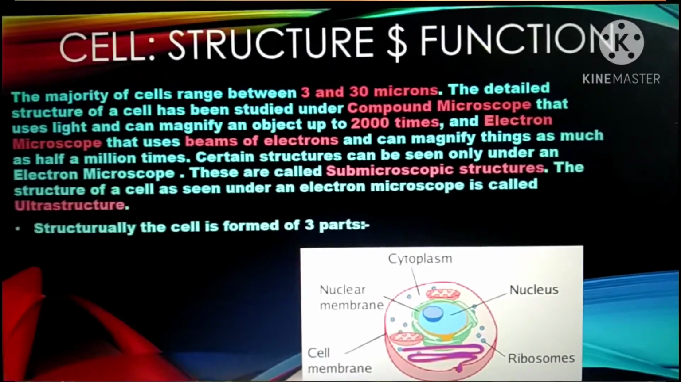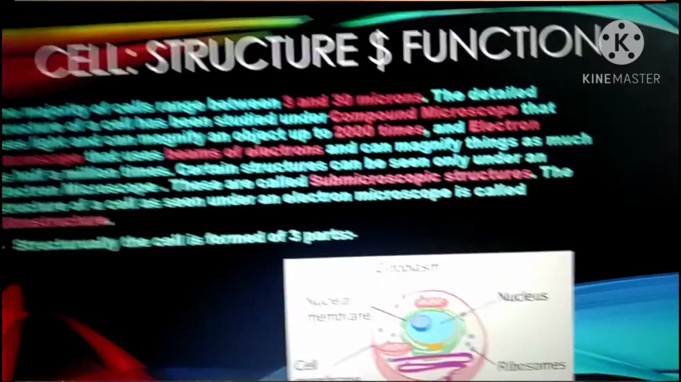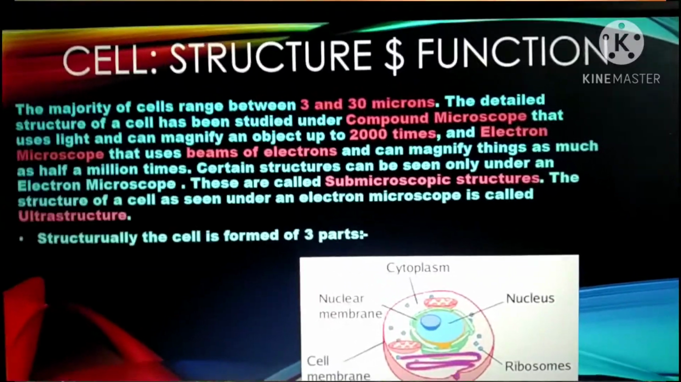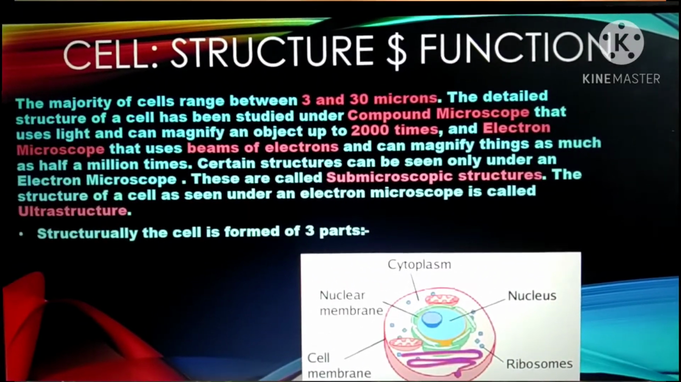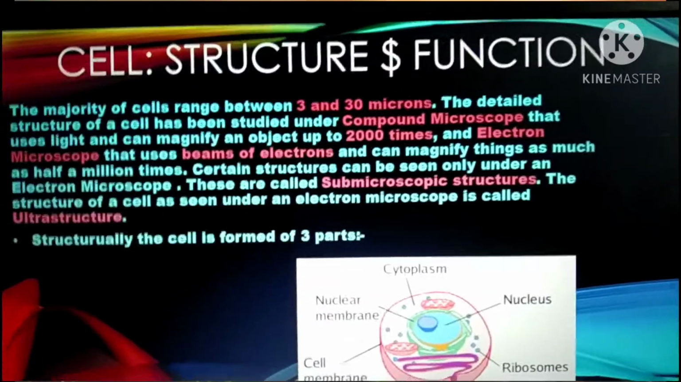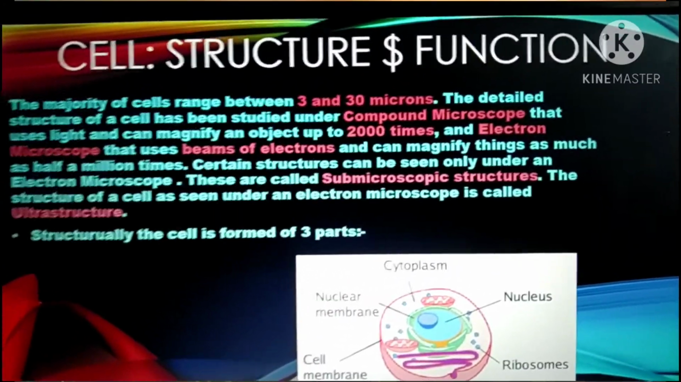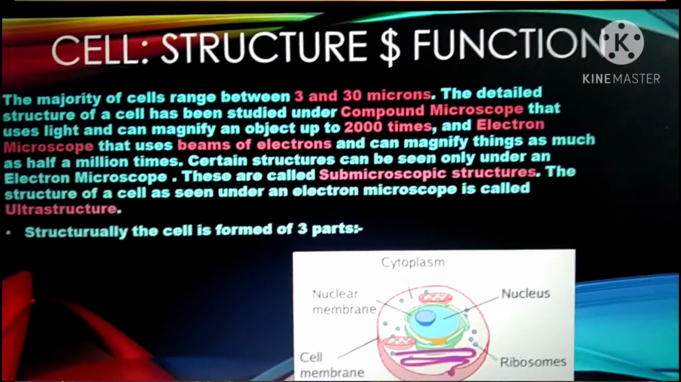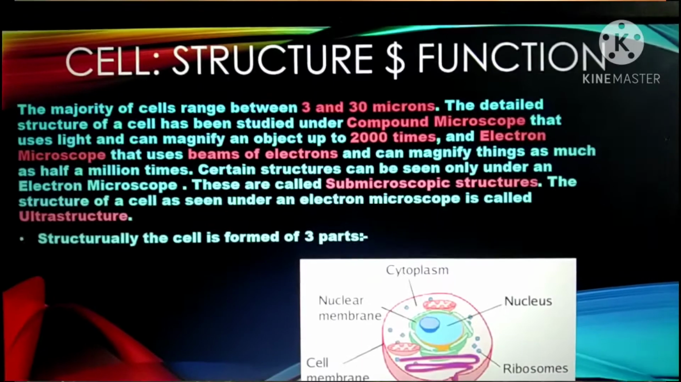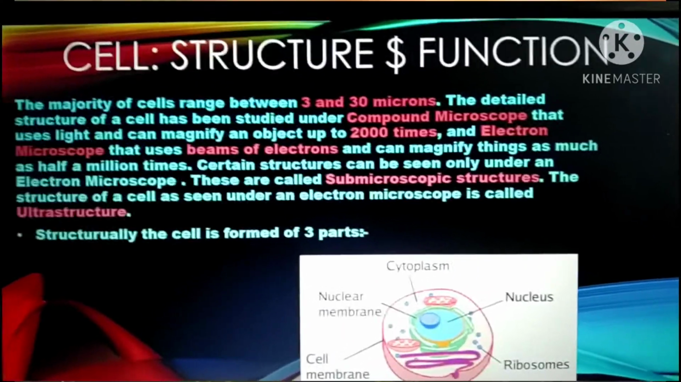These are submicroscopic structures, for example cell organelles. The tiny organs of the cell are called cell organelles. They came to be known through the electron microscope, and other biomolecules and several atoms are also observable thanks to it. The structure of a cell as seen in an electron microscope is called ultrastructure.